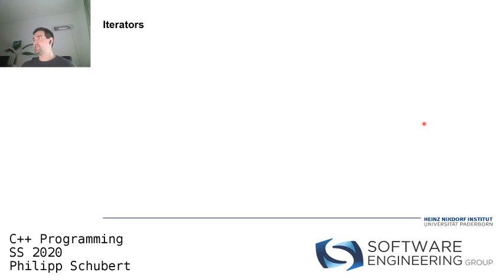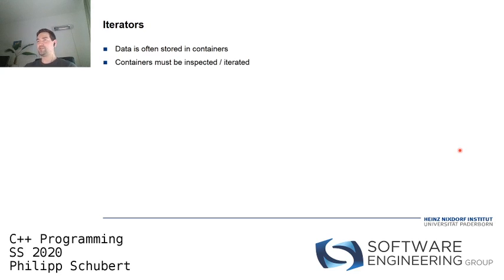And now maybe let's talk, with the remaining slides, the remaining minutes, a bit about iterators. So what are iterators? The idea again is simple. Data is often stored in containers, right? So you usually not only have one variable, but in order to describe meaningful computations, you usually have multiple pieces of data which you organize in a container. And oftentimes, in order to solve a given problem, a container must be inspected or iterated. You need to go over all of the elements of a vector, for instance.